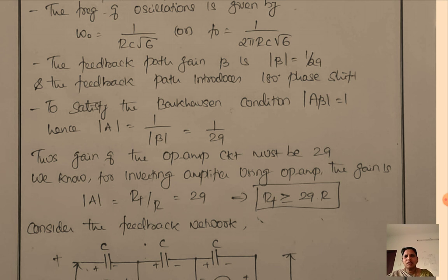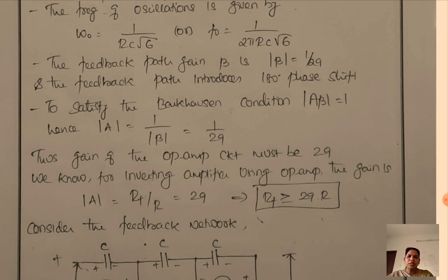If A beta is equal to 1, then we can write modulus of A equal to 1 divided by beta, and as we have seen, beta for this RC phase shift oscillator is 1 by 29. So modulus of A has to be equal to 29, that is, the gain of the amplifier has to be 29.